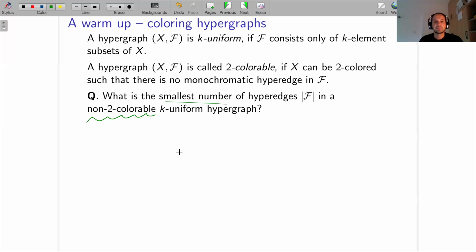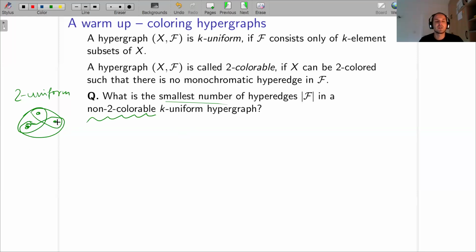So what is the question once more? A non-two colorable K uniform hypergraph, for example, if you have two uniform, an example of a non-two colorable two uniform hypergraph would be this. This graph is two uniform, has three sets, three elements of the board, or three vertices. And this graph, you cannot two color without creating a monochromatic hyperedge.